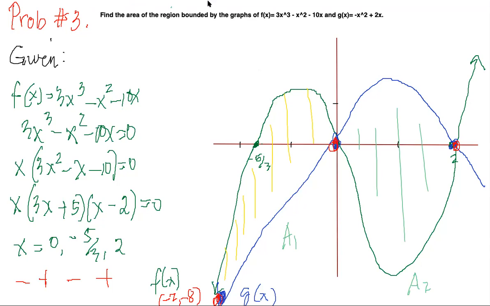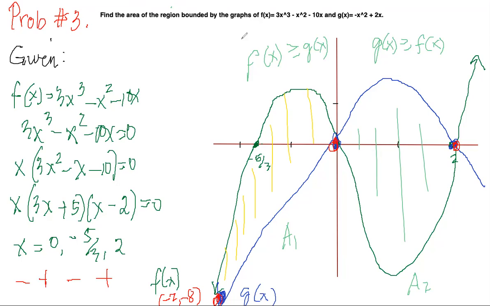Now in our area 1, the green one is f of x. f of x is greater than or equal to g of x, correct? While in area 2, the blue one is g. g of x now becomes greater than or equal to f of x. So that's why we need to integrate these functions, I mean this shaded area, differently in a separate manner.